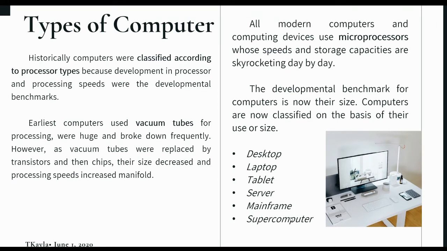The types of computer. Historically, computers were classified according to processor types because development in processors and processing speeds were the developmental benchmarks. Earliest computers used vacuum tubes for processing, were huge, and broke down frequently. However, as vacuum tubes were replaced by transistors and then chips, their size decreased and processing speeds increased manifold. All modern computers and computing devices use microprocessors whose speeds and storage capacities are skyrocketing day by day.